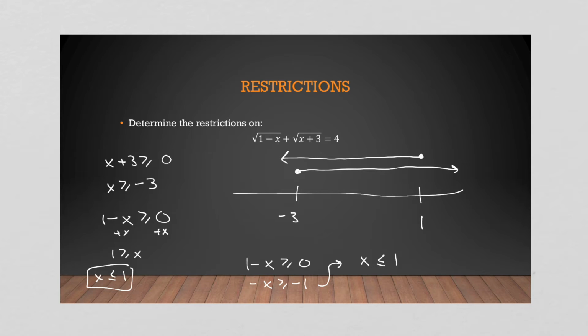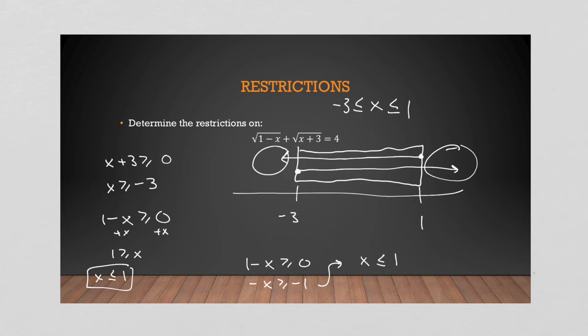So herein lies a moment where we have a bunch of answers over here, we have a bunch of answers over here, but the only ones that are covered by both are the ones in between here, which gives us a domain restriction where x has to be greater than or equal to -3, but also less than or equal to 1. So only numbers in between those two will satisfy that equation. Everything else will not exist.